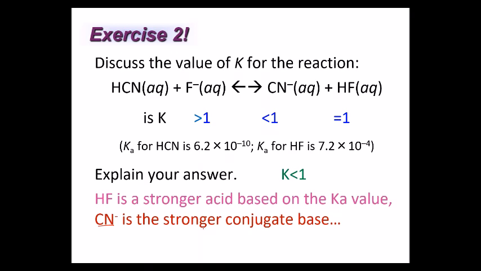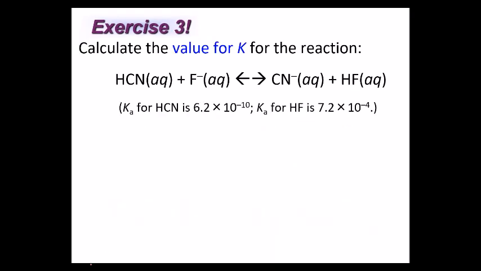CN is also, once again, declaring the stronger conjugate base. That pushes the equilibrium position to the left for the reactants, giving us K being less than 1. Now for the fun calculation part, finding the value for K. How would you go about something like this?